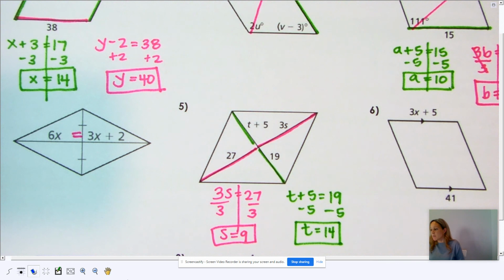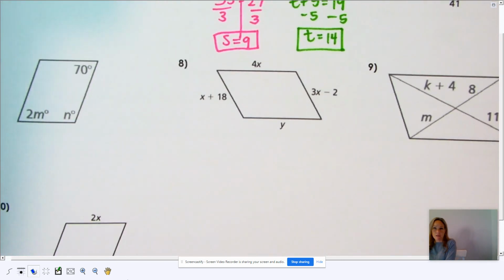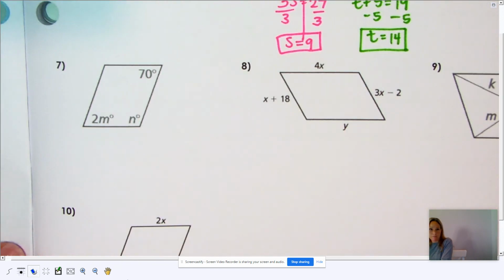Okay, we're going to skip number 6, but you know what, you guys? Opposite sides are going to be equal. Just put an equal sign right there, equals 41, and solve that one, okay? Going on to number 7. Let me adjust that a little bit.